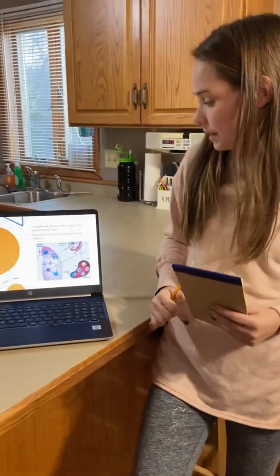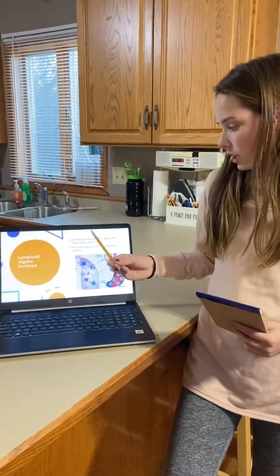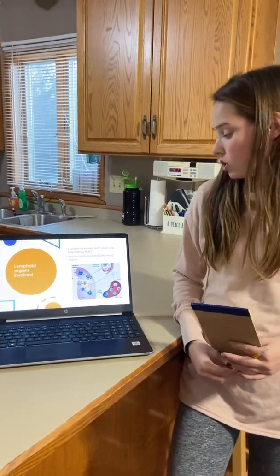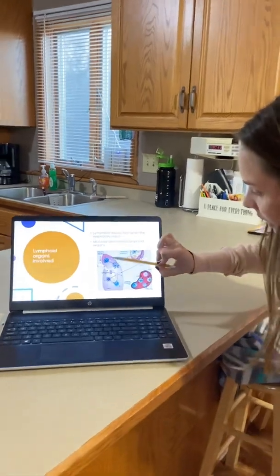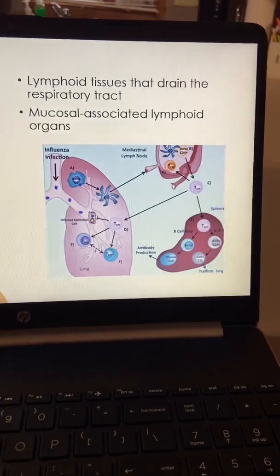Okay. So now we have your lymph node organs involved. The lymph organs that are involved are your lymph node tissue that drain the respiratory tract and your mucosal associated lymph organs. And then this is a nice picture here that shows you the influenza infection of the lymph organs.